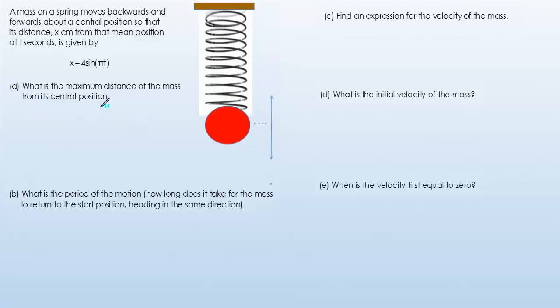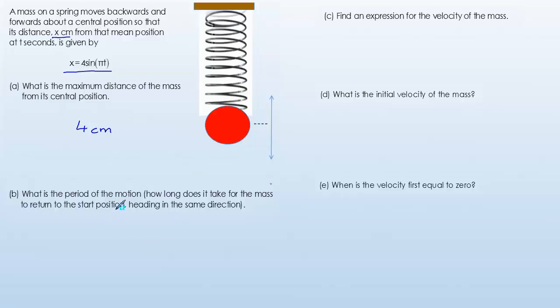What is the maximum distance of the mass from its central position? Well, this is giving the distance from the central position. We know that the maximum value of sine is 1. So the maximum value of x must be 4. So I'm going to say 4, and we know that this is in centimeters.